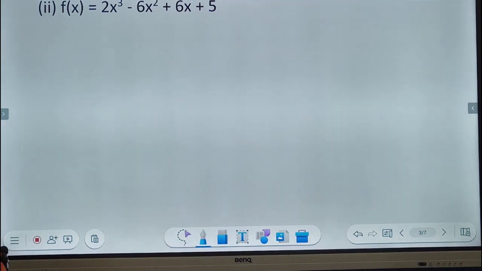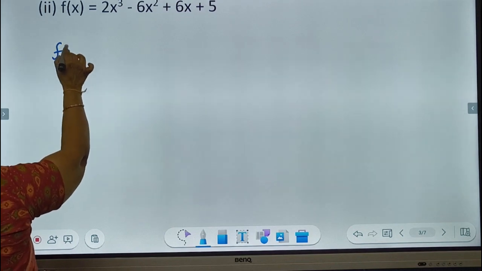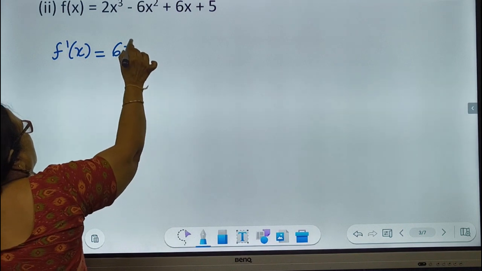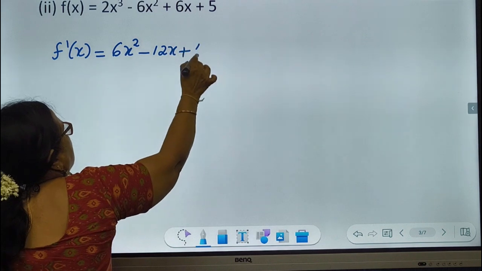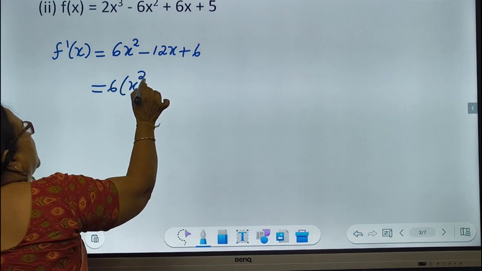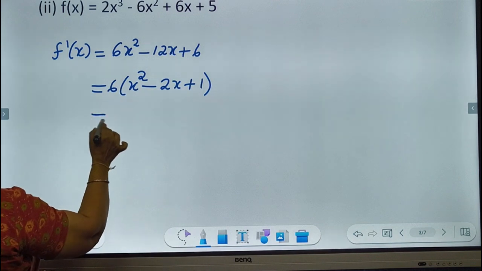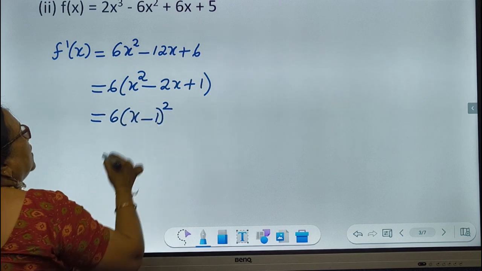Let's look at this problem. F of x is 2x cubed minus 6x squared plus 6x plus 5. We have to find the points of local maxima and minima, if any. So what will be f dash of x? 6x squared minus 12x plus 6. This is 6 into (x squared minus 2x plus 1). This is 6 into (x minus 1) the whole squared.